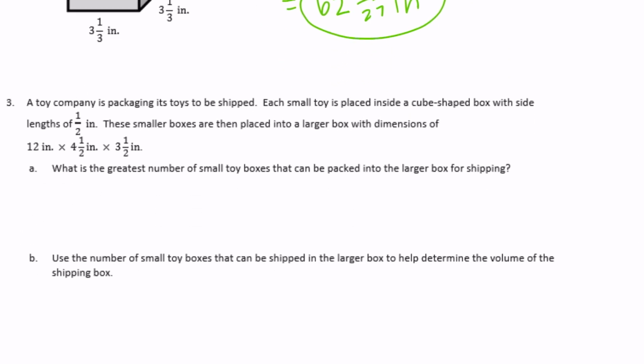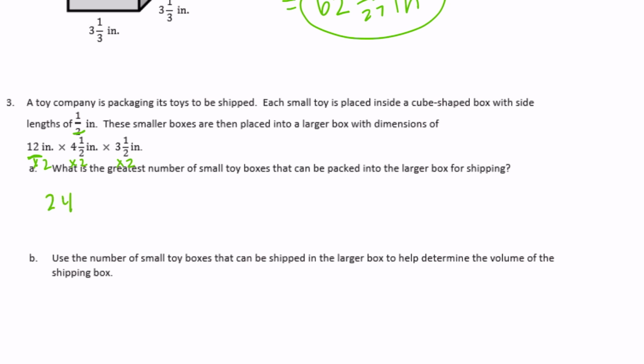Number 3, a toy company is packaging its toys to be shipped. Each small toy is placed inside a cube-shaped box with side lengths of 1/2 inch. These smaller boxes are then placed into a larger box with dimensions of 12 inches by 4.5 inches by 3.5 inches. What is the greatest number of small toy boxes that can be packed into the larger box for shipping? Okay, so if they're 1/2 inch by 1/2 by 1/2, that means that for each inch we can fit 2 inside. So I'm just going to multiply all of these times 2. I'm going to double it because 2 halves can fit in a whole.